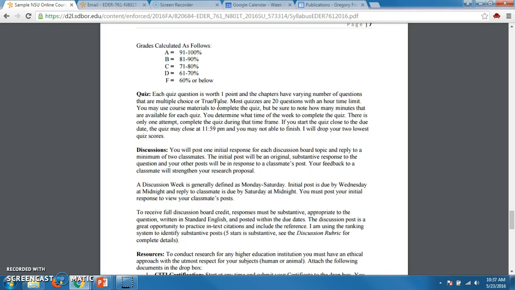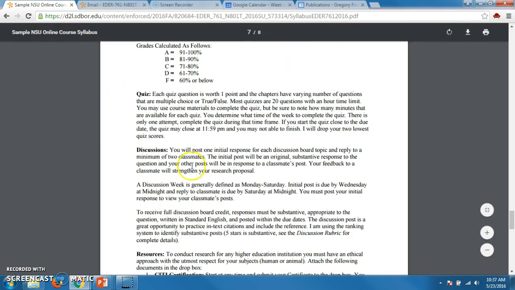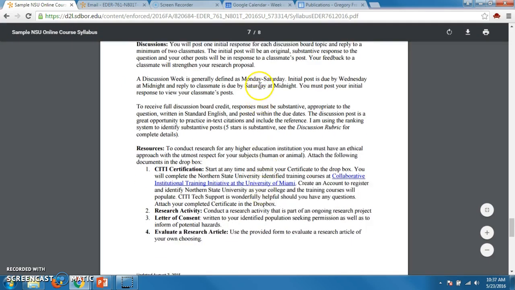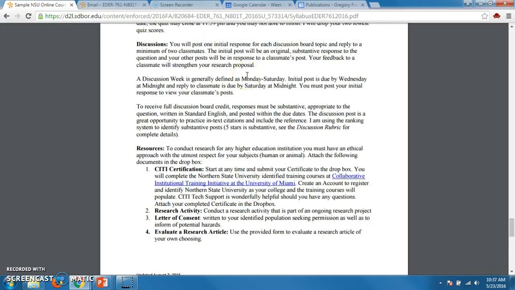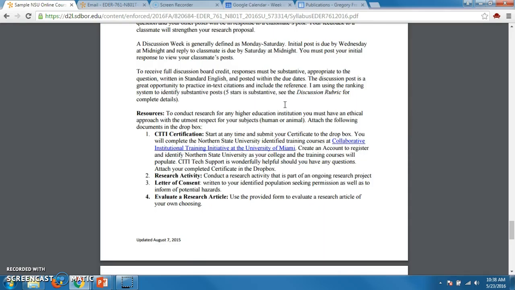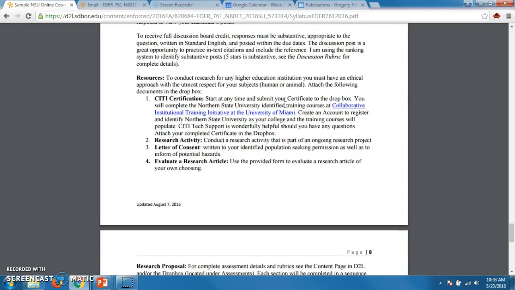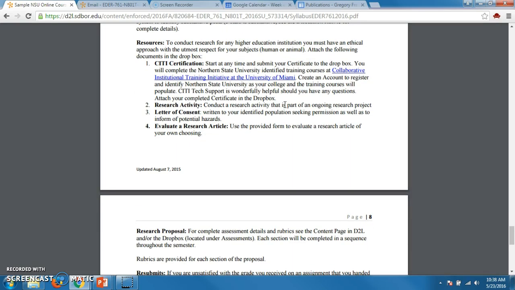Anyway, for discussions, you post one initial response for each discussion board topic and reply to a minimum of 2 classmates' responses. And then make sure those responses are original and substantive. A discussion week is defined as Monday through Saturday. And try to make your initial post due by Wednesday at midnight, and replies to classmates are due by Saturday at midnight. And then let's see, yeah, it says substantive and appropriate to the question, written in standard English and posted within the due dates.